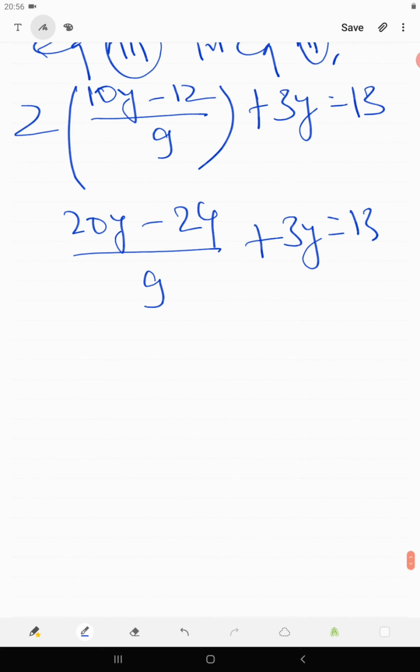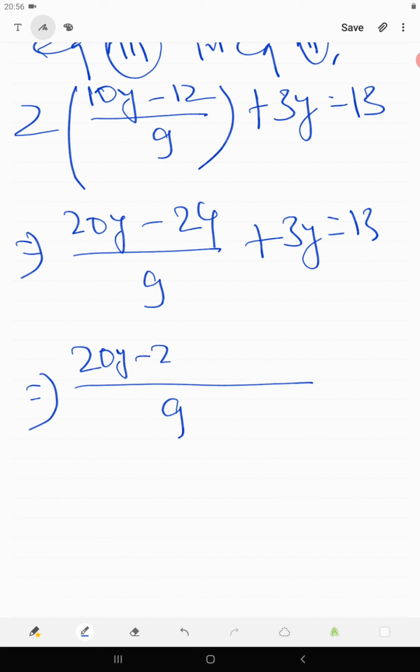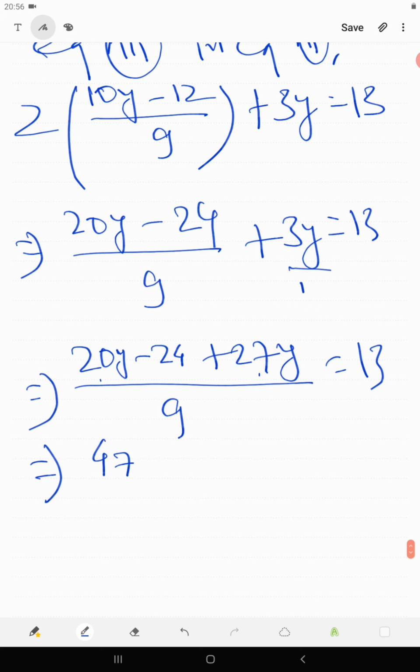Okay, now 9 will be the LCM for the left hand side, correct? So 9 is the LCM, so 9 divided by 9 is 1. 1 into 20y minus 24 is the same thing, 20y minus 24 only. Now here it is 1, so 9 divided by 1 is 9, and 9 into 3y is plus 27y, equals 13. So 20y plus 27y, that will give us 47y.